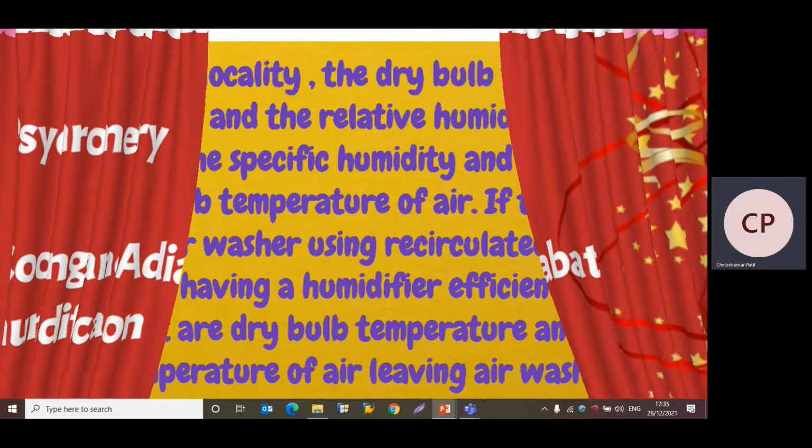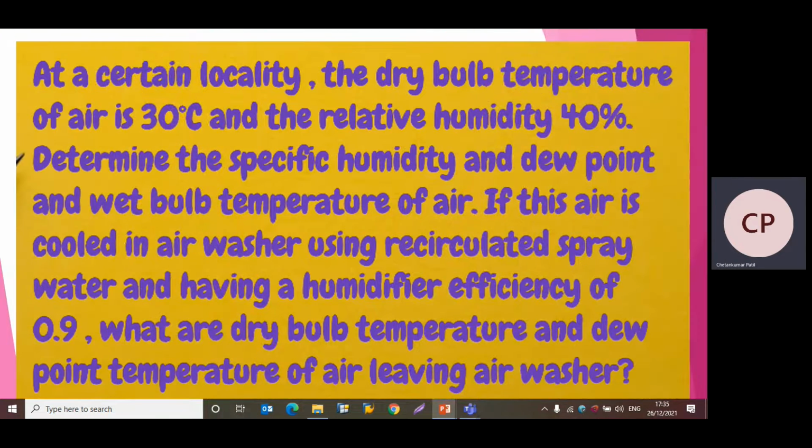Now first I will read the given problem. At a certain locality, the dry bulb temperature of air is 30 degrees Celsius and the relative humidity is 40%. Determine specific humidity, dew point and wet bulb temperature of air. If this air is cooled in an air washer using recirculated spray water and having a humidifier efficiency of 0.9, what are the dry bulb temperature and dew point temperature of air leaving the air washer? So this was the given question.